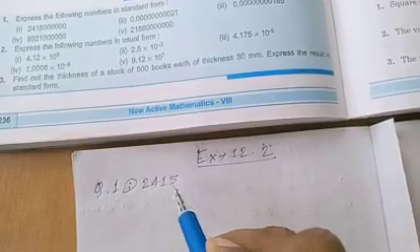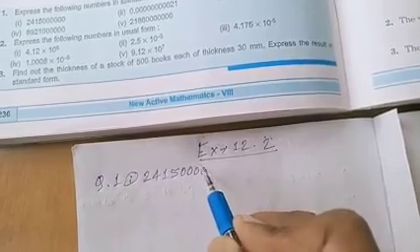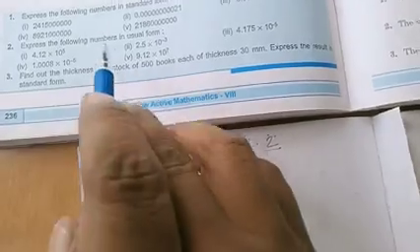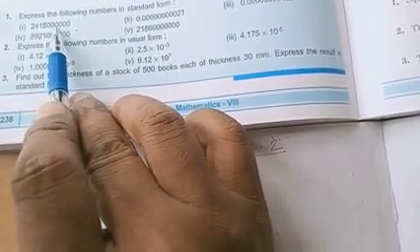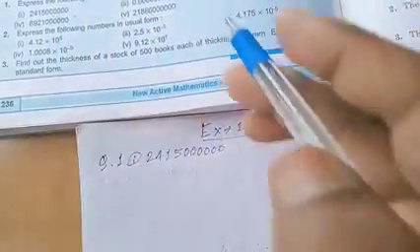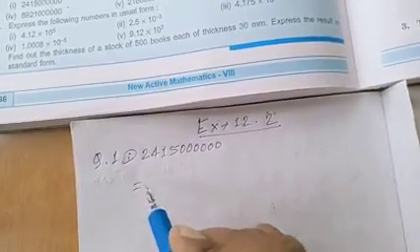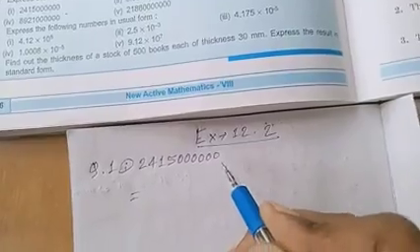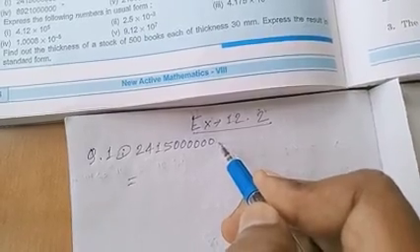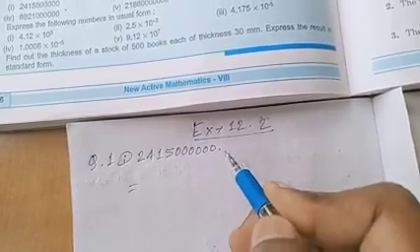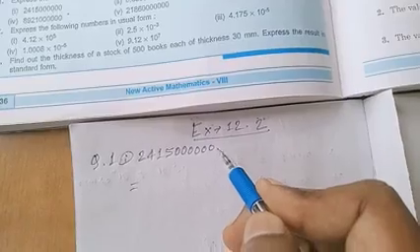and 6 zeros are there. 1, 2, 3, 4, 5, 6. You can count how many zeros are there. 1, 2, 3, 4, 5, 6. So how to write this number in the standard form? You see, if the decimal is not expressed in the given number, you have to consider that the decimal is at the end of all the digits, meaning here.